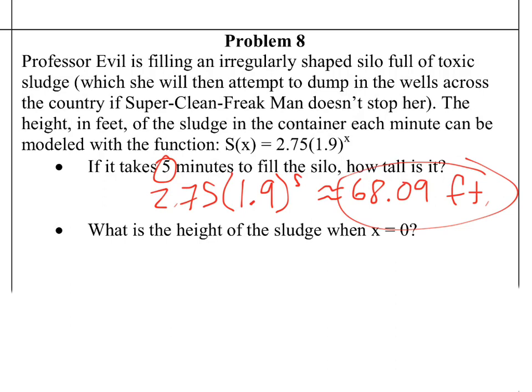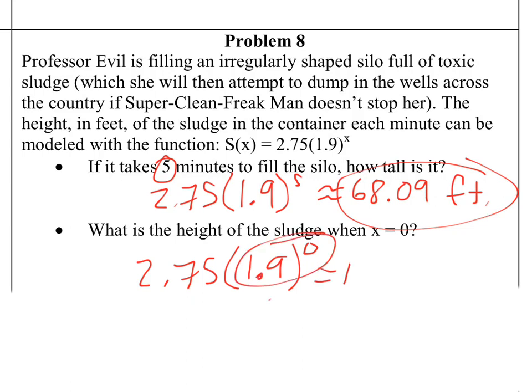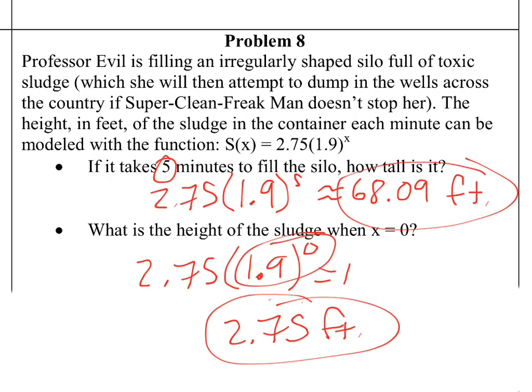The height of the sludge when x is 0, well, you just take this and you put a 0 in for the x part. 2.75 times 1.9 to the 0 power. Well, anything to the 0 power is going to be 1, so this part is just going to be 1. And so really you just have 2.75, and that's in feet.